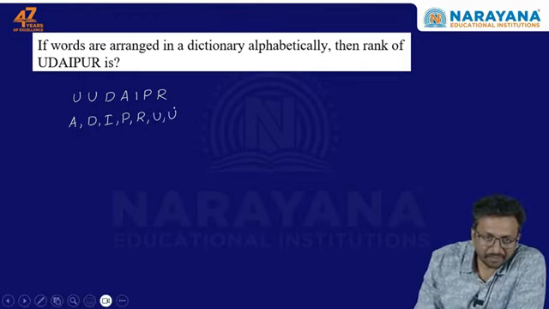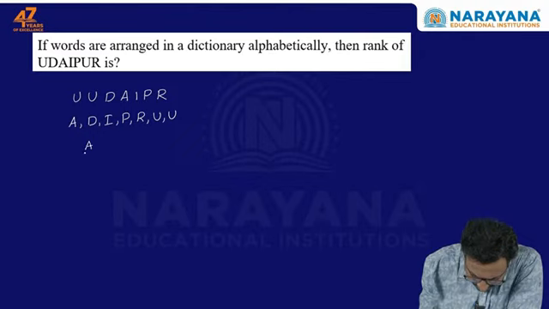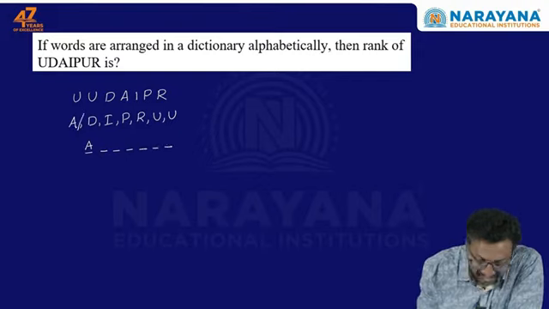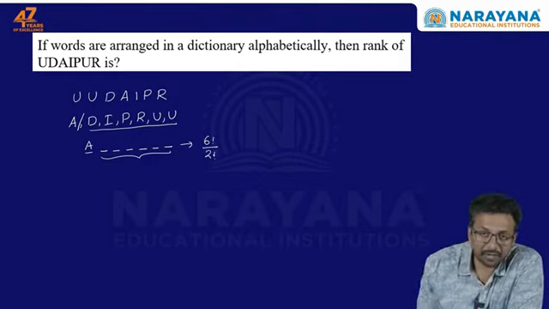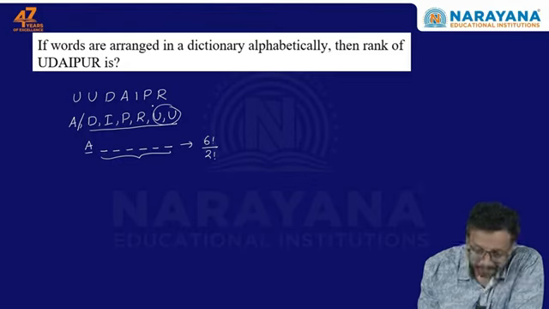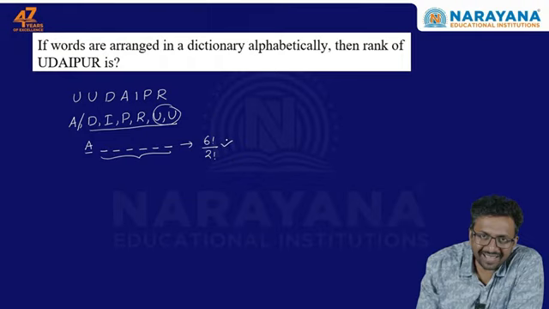U is there two times, right? So when you arrange the words in a dictionary, first all the words starting with A will be completed. How many words start with A? Once the word has started with A, the remaining 6 letters can be arranged in 6 factorial by 2 factorial ways, because there is a double U. So the number of words starting with A is 6 factorial by 2 factorial.